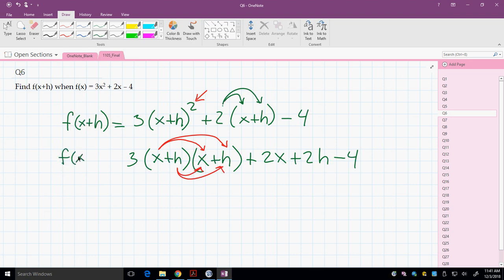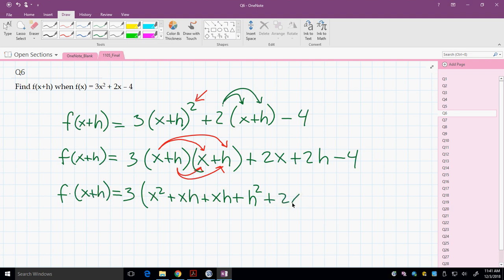And I like to keep this organized. x plus h, the 3, we're going to keep it there. It's the number that I'm going to distribute last. So now x times x is x squared. Then x times h is going to give me xh. And then the middle is going to give me xh again. And h times h is going to give me h squared. And I bring the rest down.